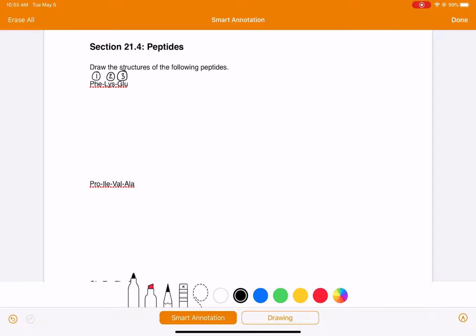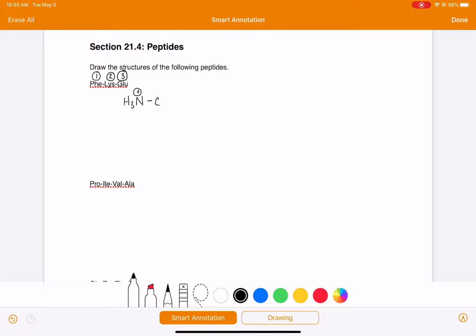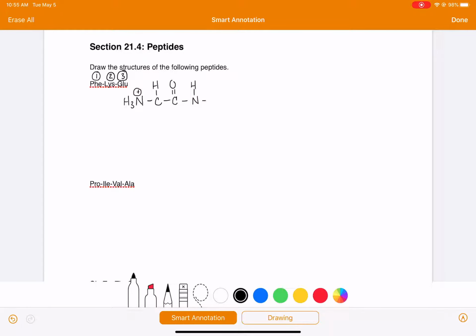So what I'm gonna do is set myself up with a skeleton structure of 3 amino acids. So our first one looks like this. That's going to be amino acid number 1. Amino acid number 2 is a nitrogen with 1 hydrogen, a carbon with 1 hydrogen, a carbon with a double bond oxygen. So there's amino acid number 2.